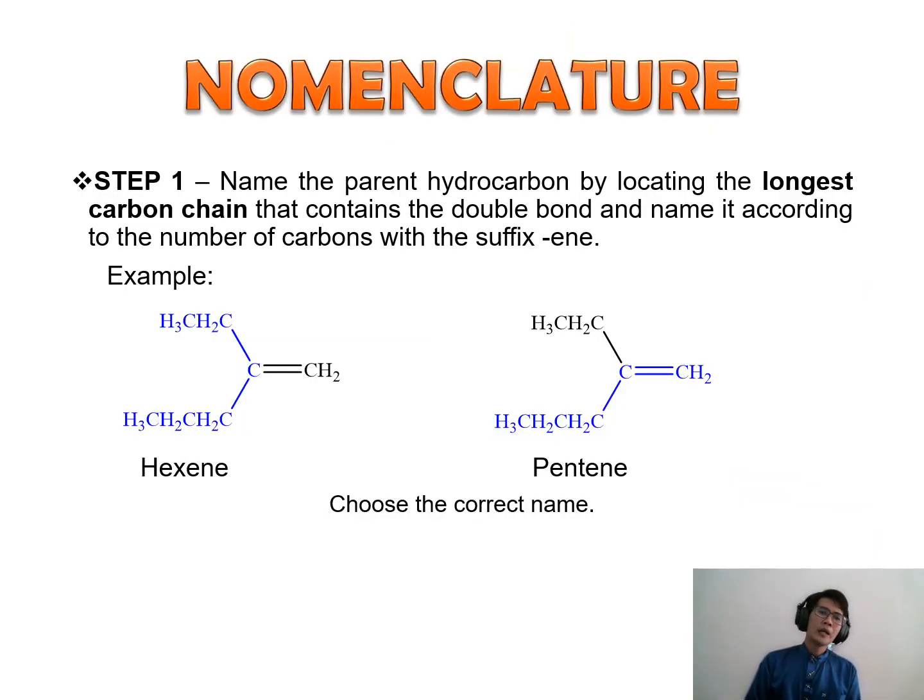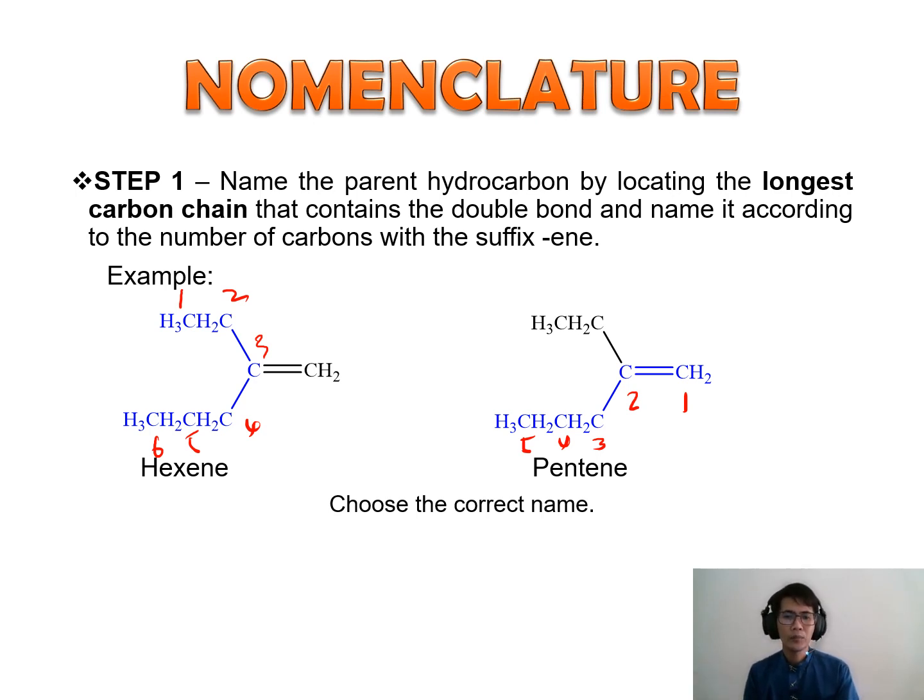Step number 1. Name the parent hydrocarbon by locating the longest carbon chain that contains the double bond, and name it according to the number of carbons with the suffix "-ene". In this example, these two structures are actually the same compound, but I colored them differently. For the molecule on the left, I consider 1, 2, 3, 4, 5, 6 as the longest carbon chain. For the molecule on the right, I considered 1, 2, 3, 4, 5, only 5 as the longest carbon chain. So which one is the correct numbering?